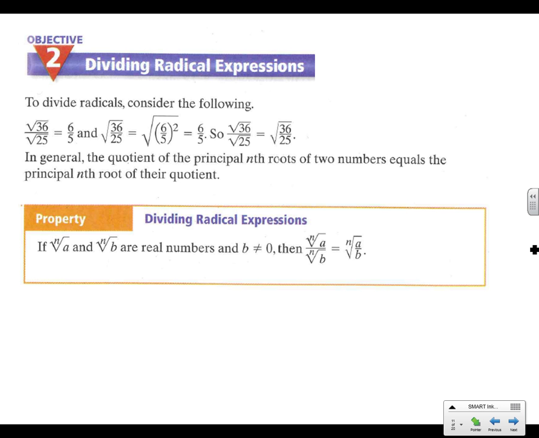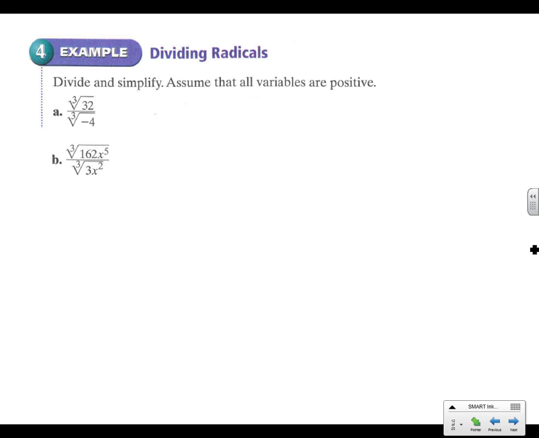All right, let's get to the second objective here, dividing. So when we divide, we're doing the exact same rule as multiplying. We can divide the radicands and then do the root of that. All right, so same rules apply here. So cube root of 32 over negative 4 is the cube root of negative 8, which is negative 2.